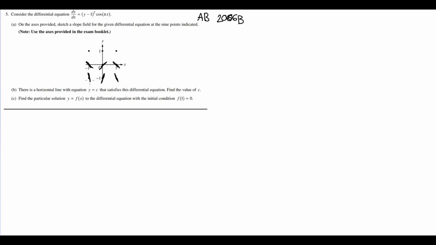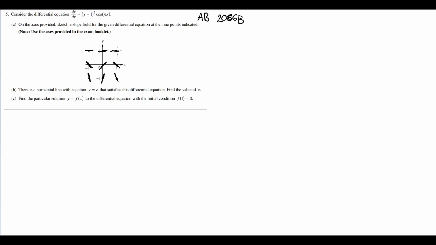Now, what happens if y is equal to 1? Then (y minus 1) squared is just 0, and 0 times anything equals 0. So we have a flat line, because all the points with y coordinate 1 have slope 0. So we've just done our slope field.